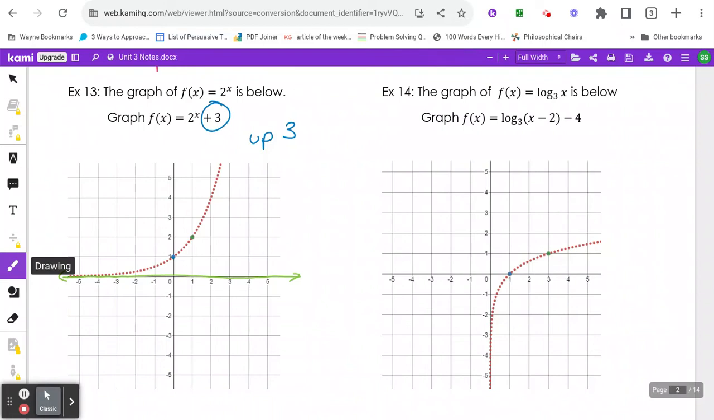So I'm going to take this dot first and move it up 1, 2, 3. This dot next and move it up 1, 2, 3. And then finally the asymptote line, I'm going to move up 1, 2, 3. And I'm going to draw that new asymptote line at 3. And then just come in and make that same exponential graph shape.